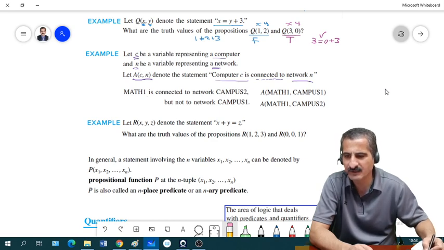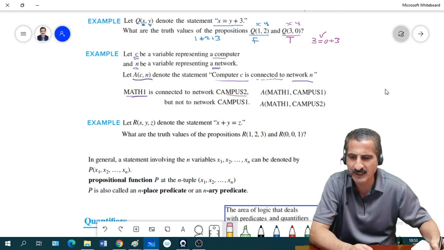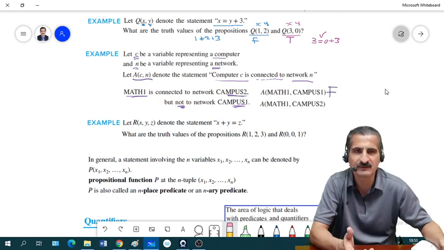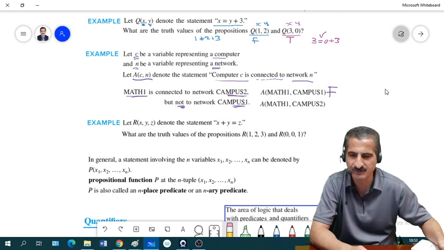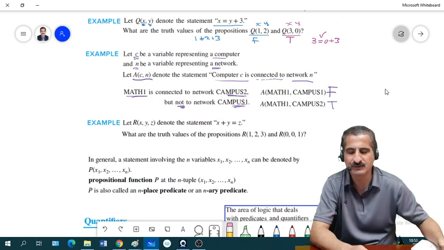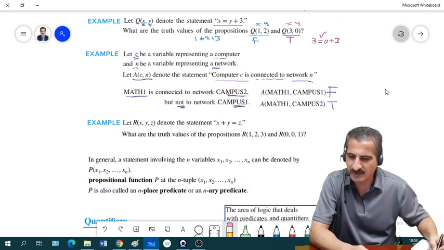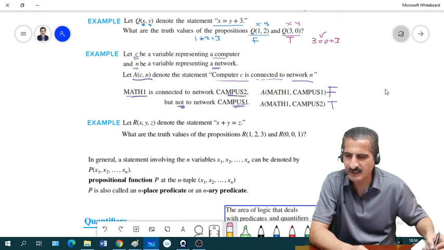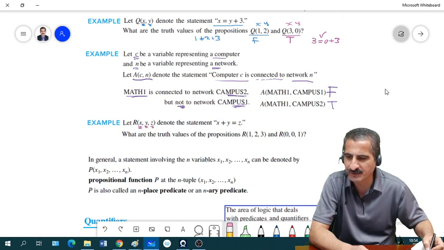Now, if we have a computer called Math1 that is connected to a network called Campus 2, but not connected to a network called Campus 1, then A of Math1, Campus 1 will be false, because computer Math1 is not connected to network Campus 1. But computer Math1 is connected to network Campus 2, so this is true. Okay.